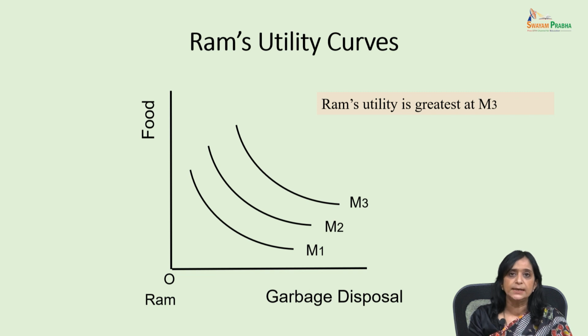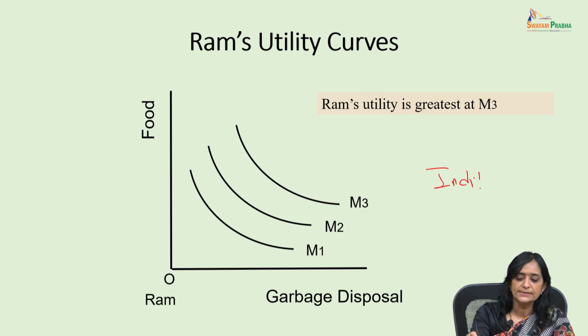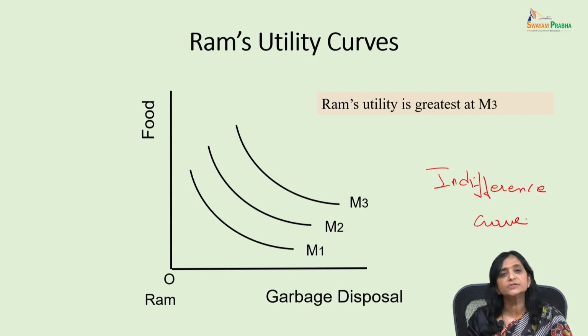Now, as we have seen the availability of food and garbage disposal for the two consumers, Ram and Shyam, the other concept we have to understand is the utility which these consumers are going to derive from the consumption of two goods. We already know there is a concept called the indifference curve. What does an indifference curve show? Indifference curve shows various combinations of two goods which give an equal level of satisfaction to the consumer.